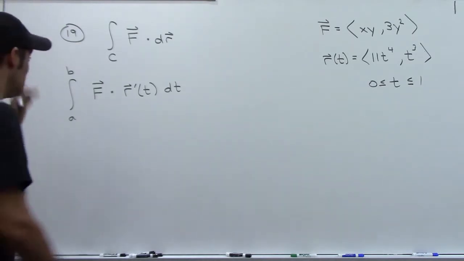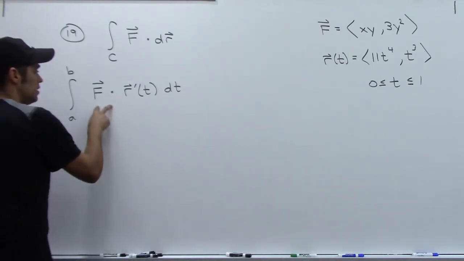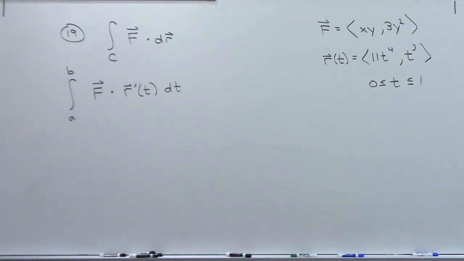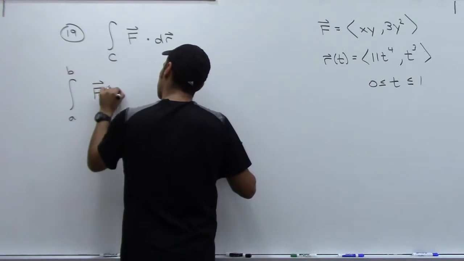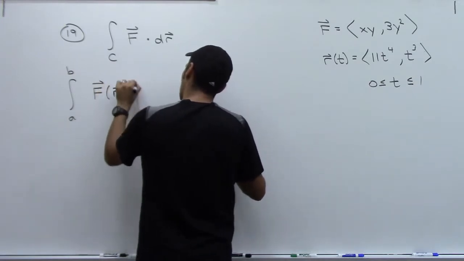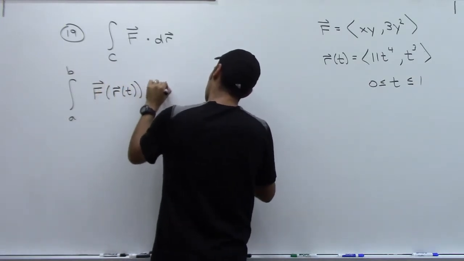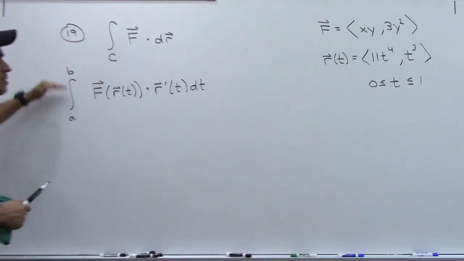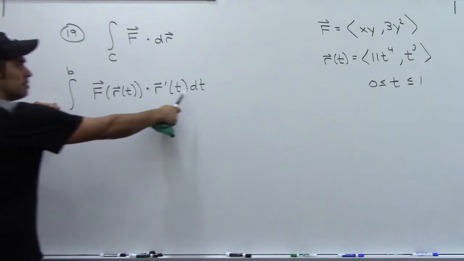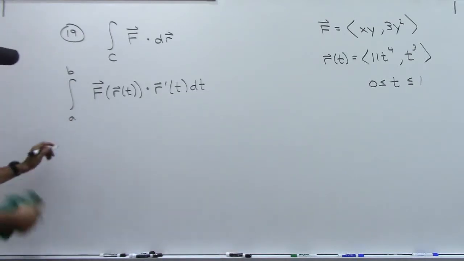So I need to dot these two together, but I actually need to, hold on, I left out something. It's f with the vector function, the curve plugged in, dotted with the derivative of the curve dt. So we know the limits of integration here because we're going with respect to t. That's going to be 0 to 1.